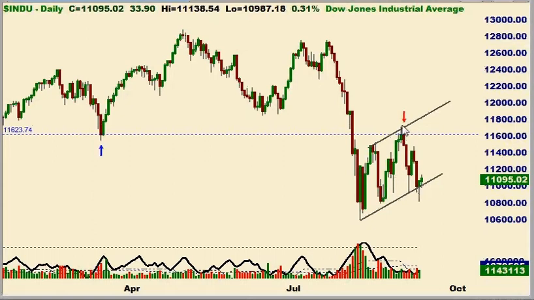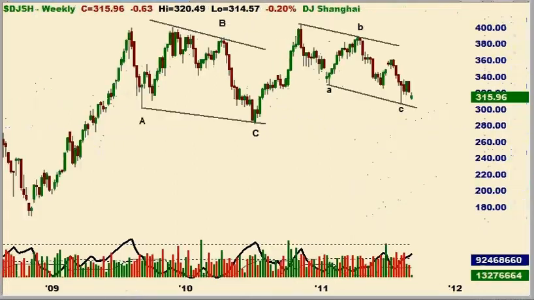Now, could this be a completed correction to that point? Absolutely. And I think we need to be wary of that possibility here. I would be looking to basically sell weak rallies and terminations of smaller short-term patterns with that in mind. That said, I am not as bearish as some folks out there.